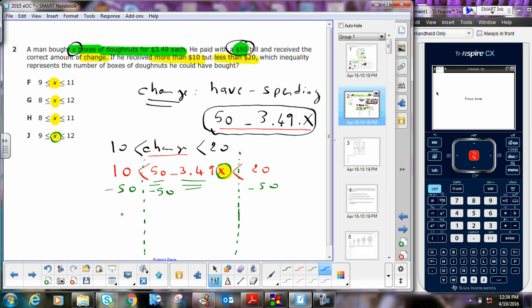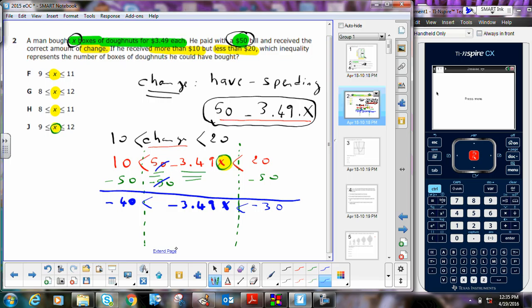So how much is 10 minus 50? 10 minus 50, it's negative 40. 50 minus 50 cancel out, so we're going to have negative 3.49x. And then you keep your inequality the same, 20 minus 50, negative 30.